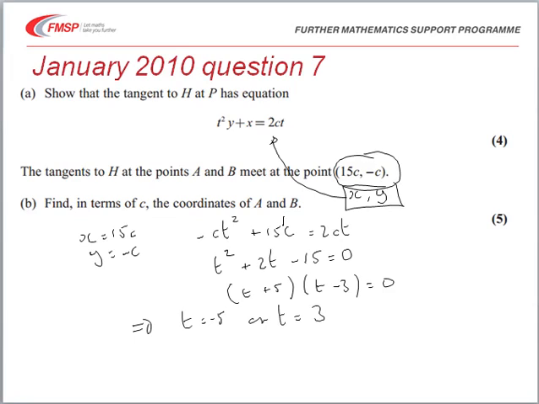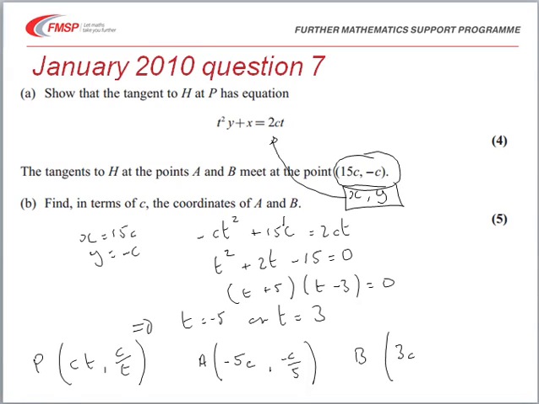So that gives us two values of t to substitute into our parametric point P, which is equal to ct, c over t. These are points on the hyperbola now. So the two points are A, which is negative 5c and negative c over 5, that's using t equal to negative 5, or B, 3c and c over 3.